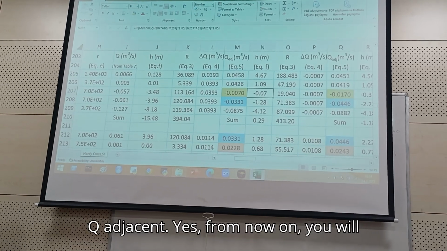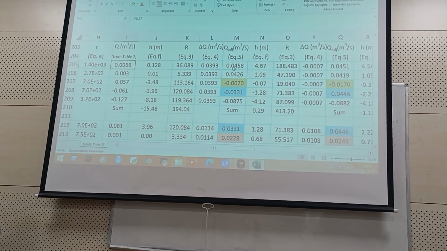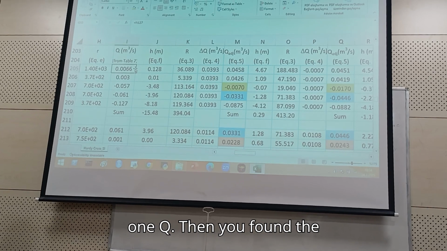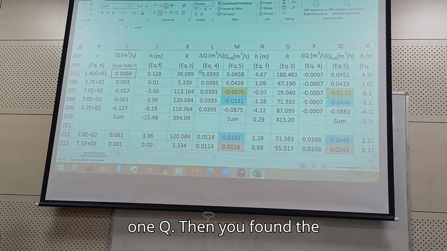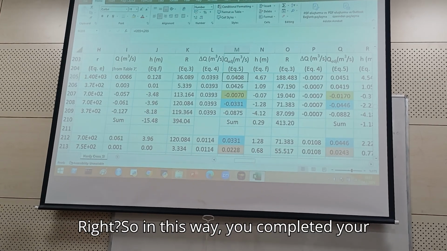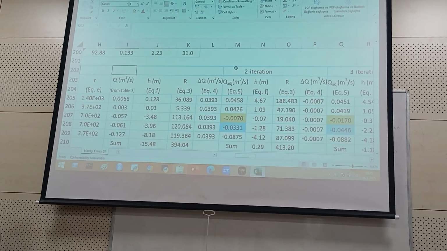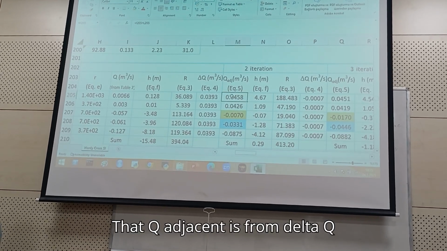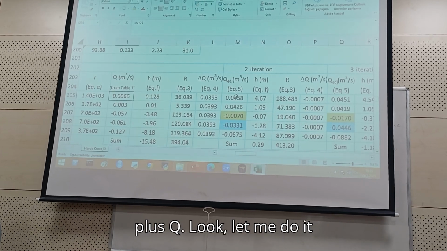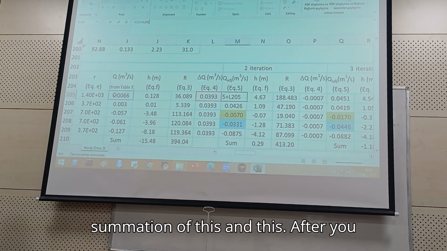Q adjacent. Yes, from now on, you will take the new Q as the Q adjacent. Because why? You calculated, first you had one Q. Then you found the delta Q, and you found a new Q adjacent. Right? So in this way, you completed your first iteration. That Q adjacent is from delta Q plus Q. Now, look, let me do it in this way. That Q adjacent is the summation of this and this.